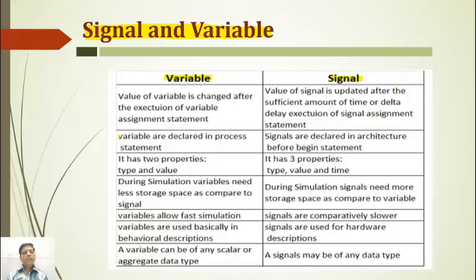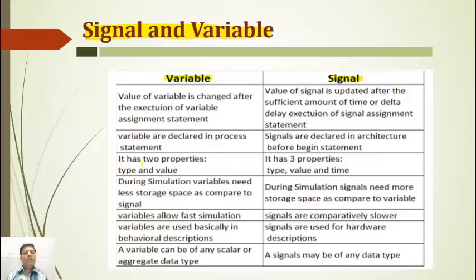Second point for variable, variables are declared in process statement. Signals are declared in architecture before begin statements. Variables are declared in process statements and signals are declared in architecture before begin statement. Earlier example we have already seen that particular terms.